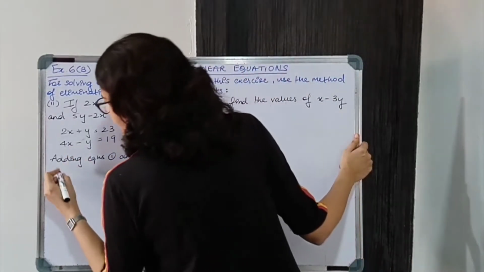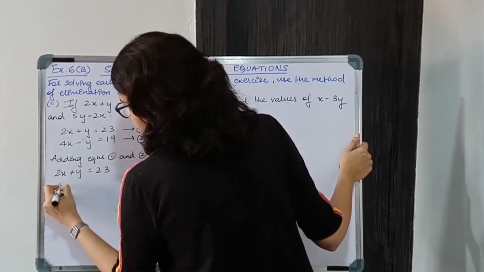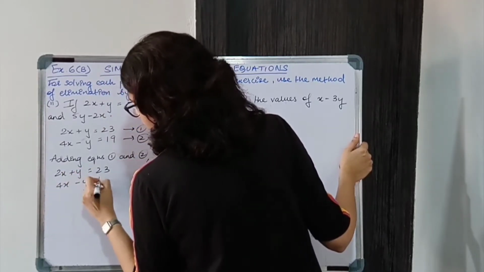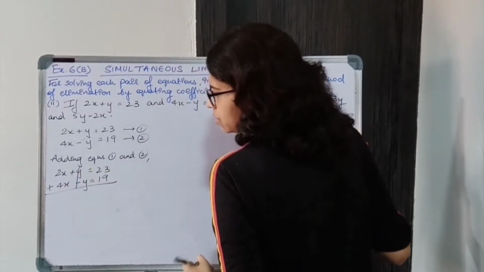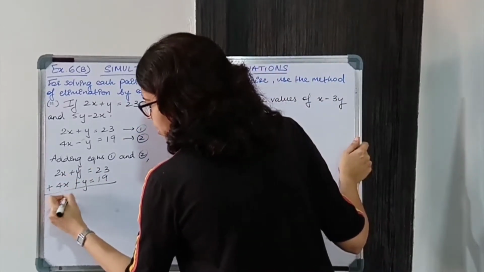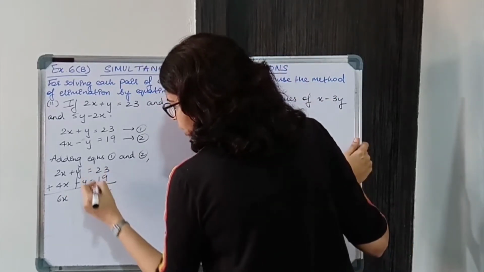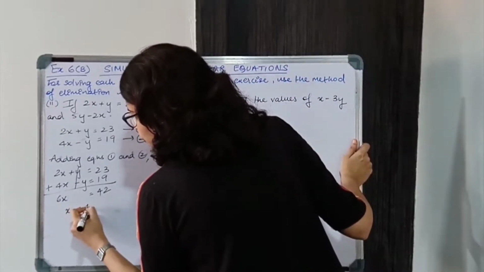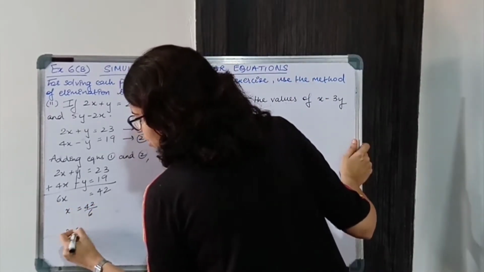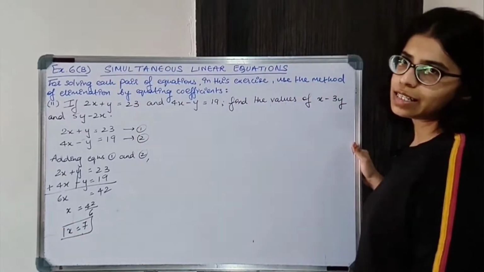So when you will add, this will get cancelled. 2x plus 4x will be 6x, and here we'll get 23 plus 19, which is 42. So x is equal to 42 by 6, that is 6 7s are 42. Okay, so x is 7.